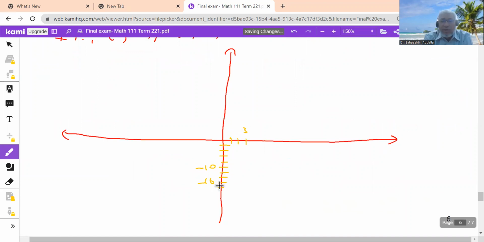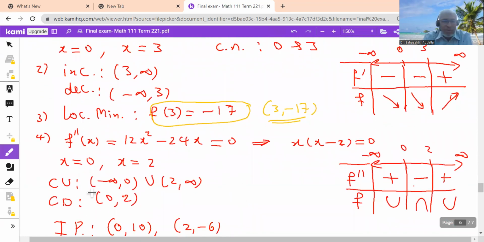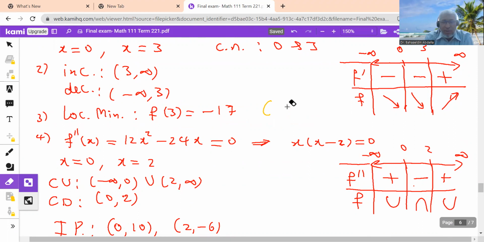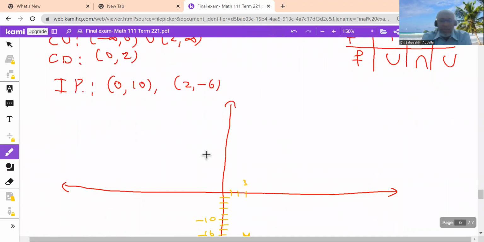So this is the point (3, negative 17). I have a local minimum here, so the function will be going up to the right of this point. What other points? I'd like to erase this because the answer is f of 3 equals negative 17. Other points are the inflection points. Good. (0, 10) is an inflection point. So 2, 6, 8, 10. So this is 10. This is the point (0, 10), an inflection point.